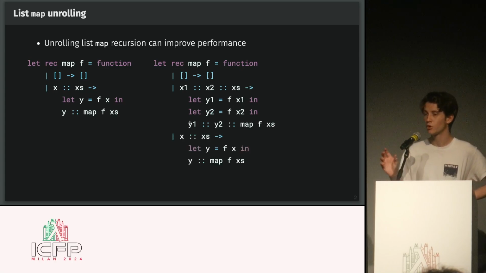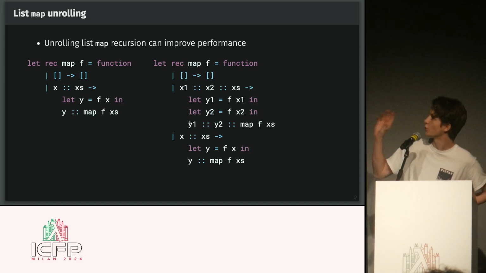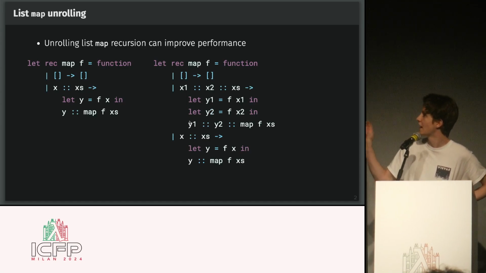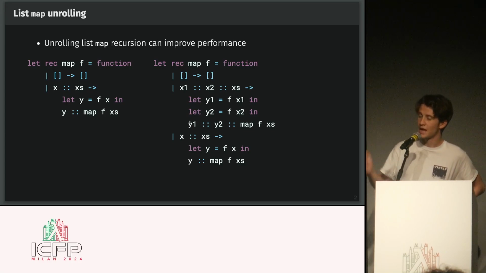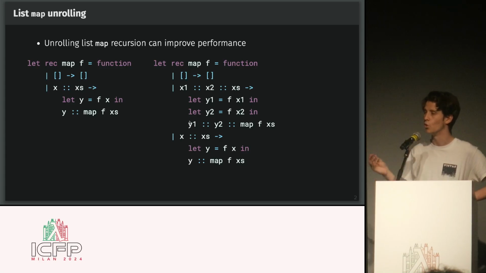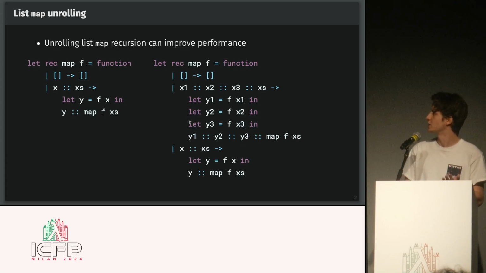Instead of processing a single cons cell at a time, we can process multiple cons cells at a time and append them to the front. We also need to add a catch-all case at the end for applying the map to any lists which have a length shorter than the depth of the unrolling. What's interesting about this unrolling is that we can do this to an arbitrary depth. Here we've unrolled it one level, but we can unroll it as many times as we'd like.